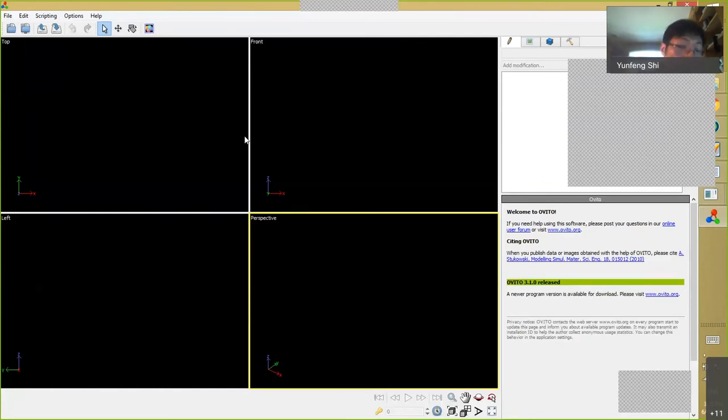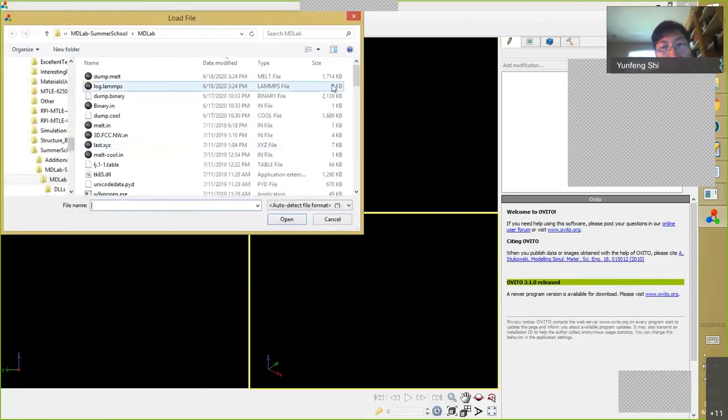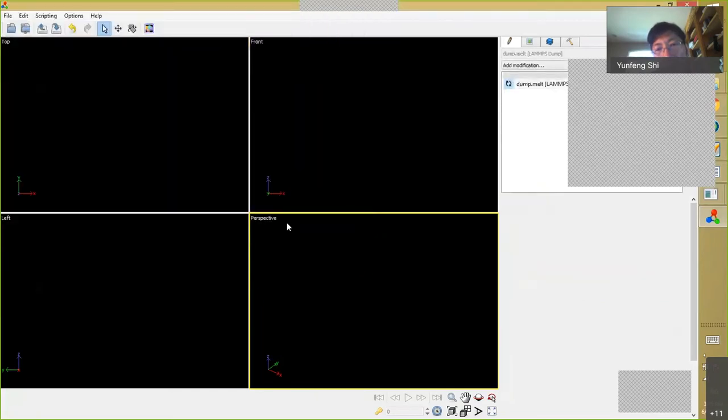I'm going to go back to the code very quick, but I want you to have a sense of what the simulation is all about first, right? So here we load file. The way I always do it is I just click date modified. So this is the newest file. So I will know this is the newest file called dump.melt. So I click it and I open it.